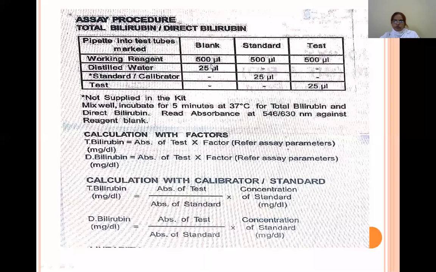Distilled water, add into the blank only, that is 25 microliters. Standard or calibrator, add into the standard only, about 25 microliters. Test, that is serum or plasma, add into the test, about 25 microliters.